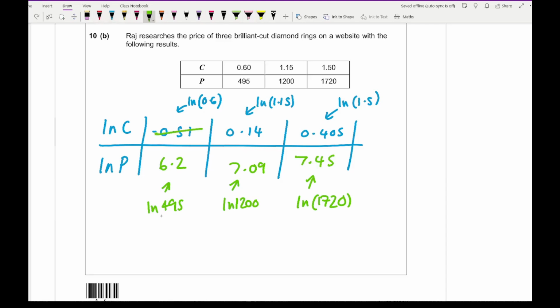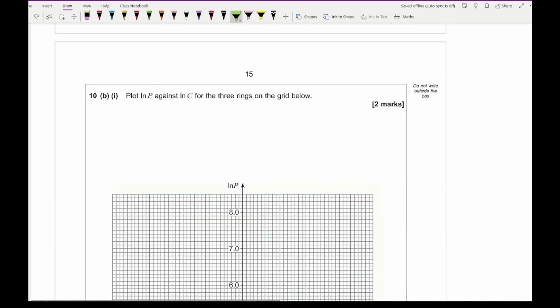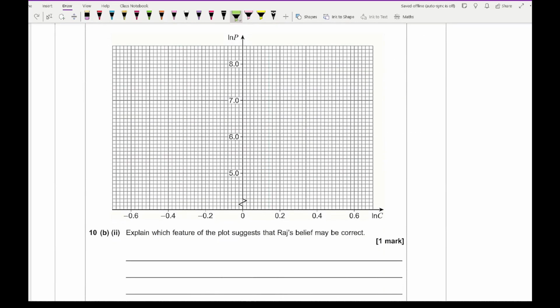I don't know why I've done that, so let me get rid of that. And so I want to plot this point against this point, and so on for each pair. Then we're going to use green because it will just wipe it out. So going back to our set of axes, we're looking at minus 0.51, which is about there, and 6.2, which is roughly, I would say, about there.